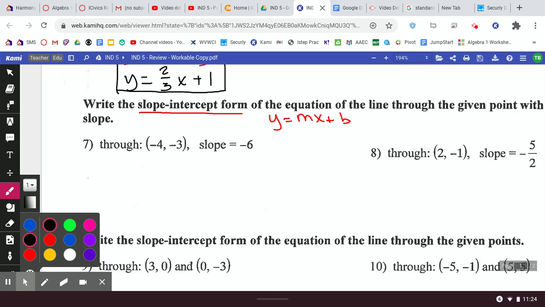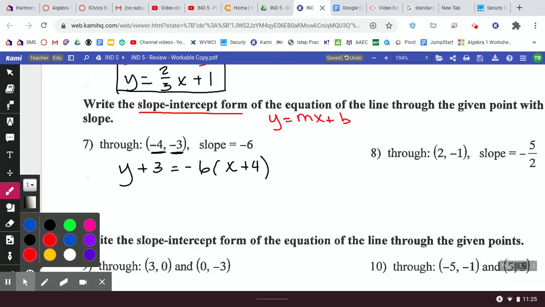I'm going to go ahead and plug into point slope form. I'm given a point, I'm given a slope. To me, that's the easiest way. So I've got y minus a minus 3, which goes plus, equals my slope, x minus a minus 4, which goes plus.